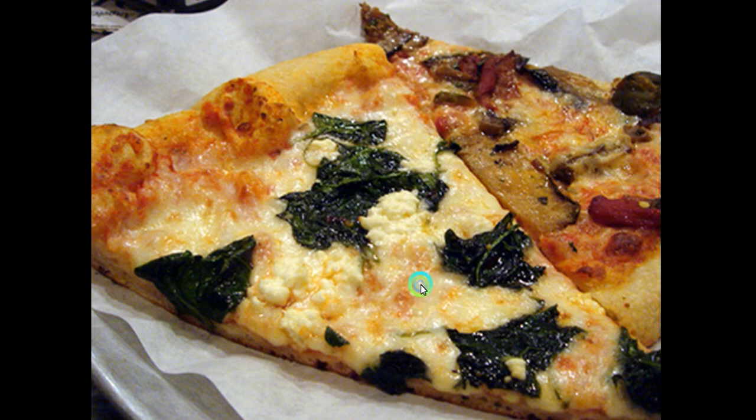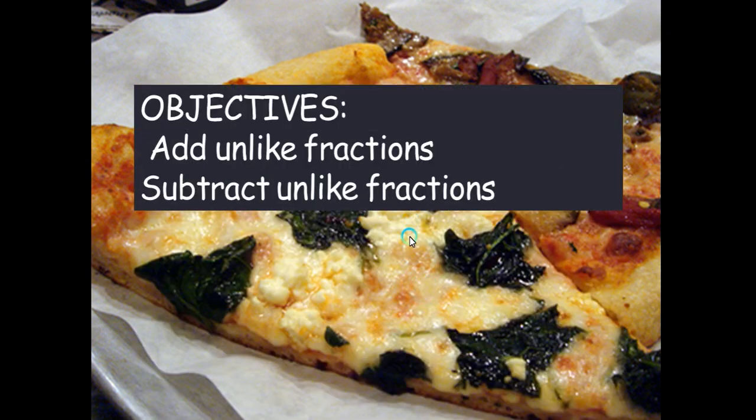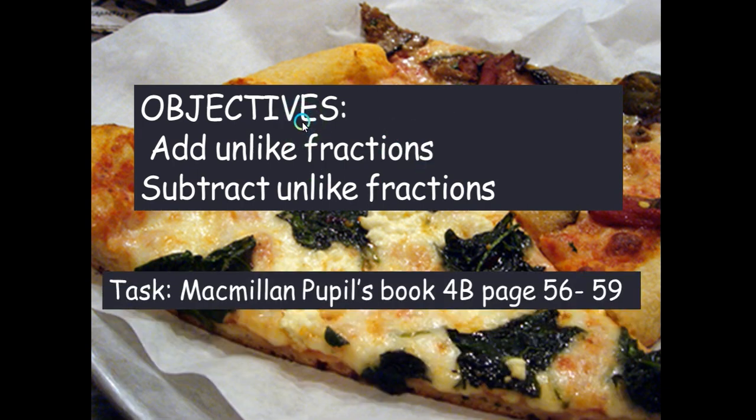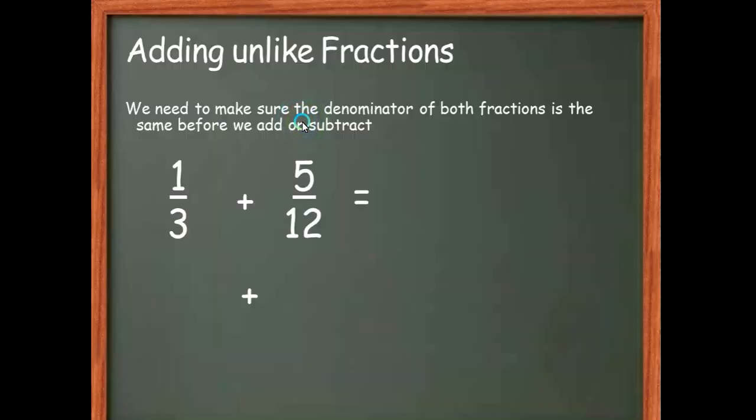Now let's go to our objectives for today. We're going to add unlike fractions and subtract unlike fractions, and our textbook is Pupils Book 4B, page 56 to page 59. Now, this is adding unlike fractions.